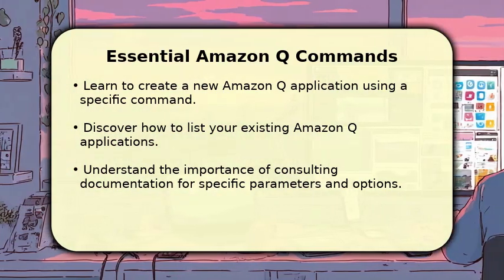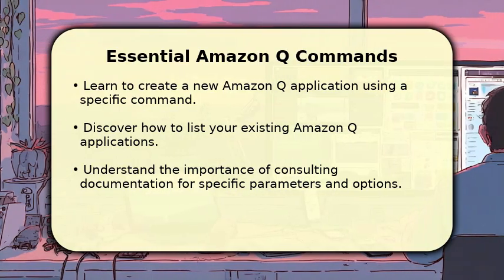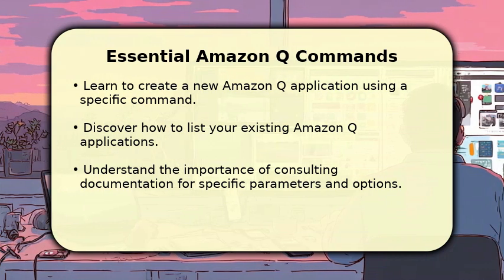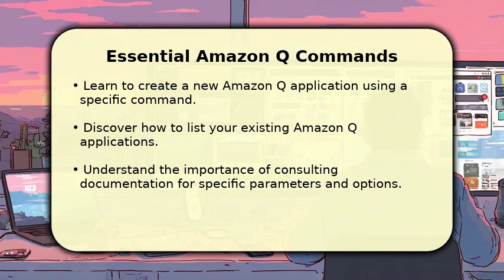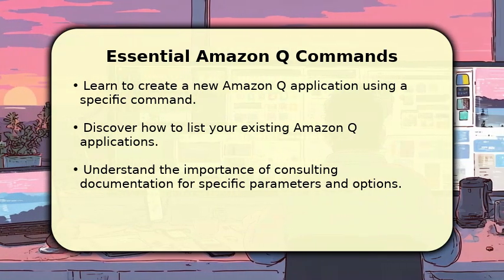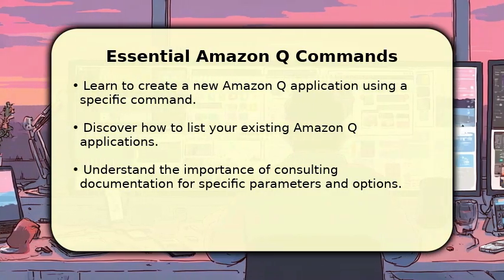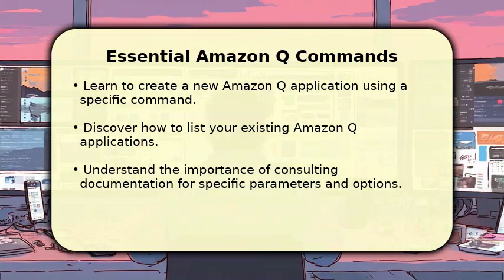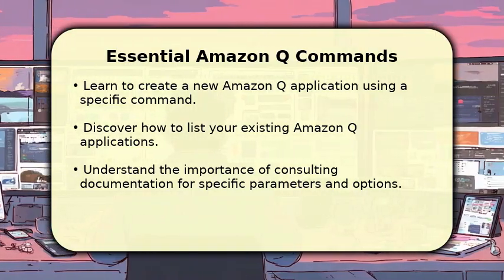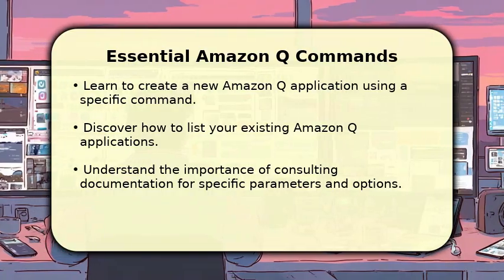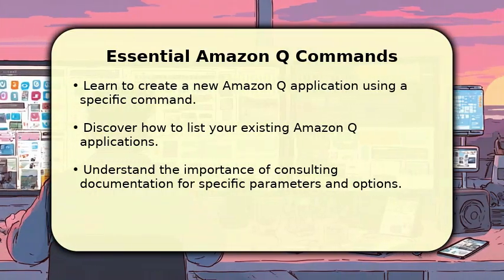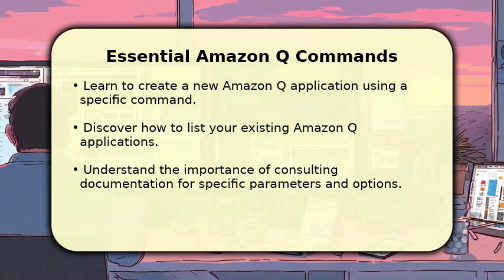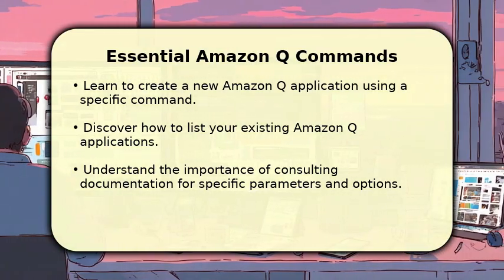Once configured, you can start using essential Amazon Q commands. For instance, to create a new Amazon Q application, you might use Q create application name, my new app. To list your existing applications, simply run Q list applications. These commands allow you to manage your Amazon Q resources directly from your terminal. Remember to consult the official documentation for specific parameters and options, ensuring you tailor commands to your exact needs for efficient operation.